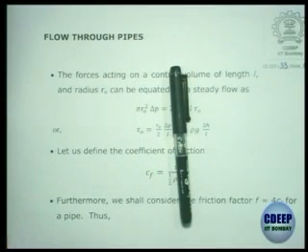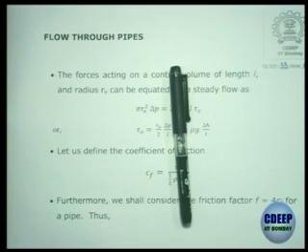Now imagine the control volume is the entire cylindrical fluid within the pipe. That is your control volume. So this is the force acting on the control volume. Now if it is steady state flow, this force must be in balance with some other force. And what is that other force? The force which is resisting motion.